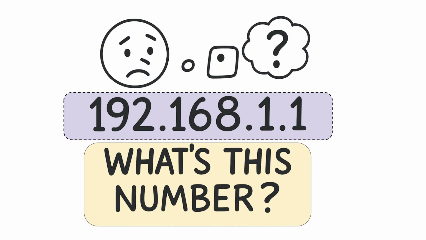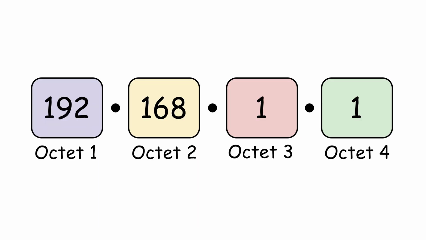192.168.1.1 looks boring, right? But this simple string is your device's passport to the internet. Let's break it down. An IP address has 4 parts, called octets, separated by dots. Each number can go from 0 to 255 because each octet is made of 8 bits.